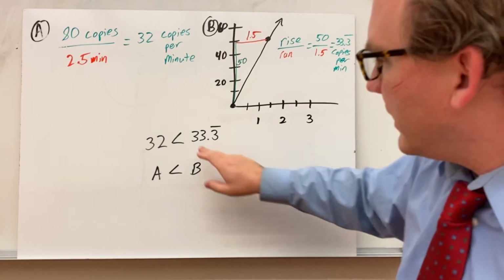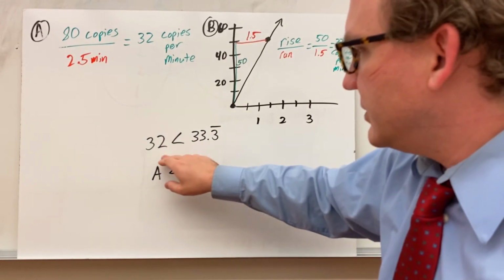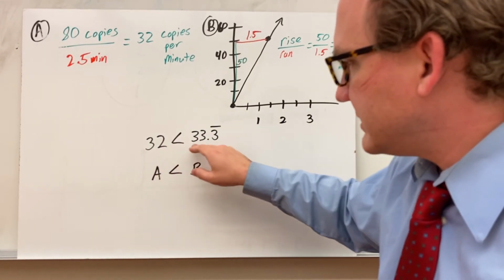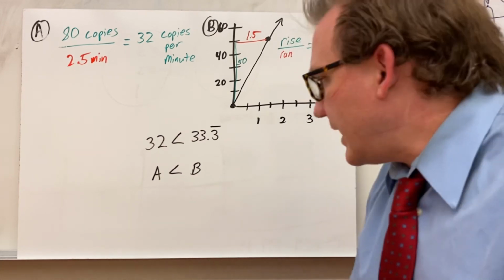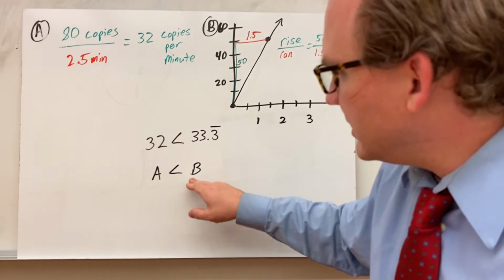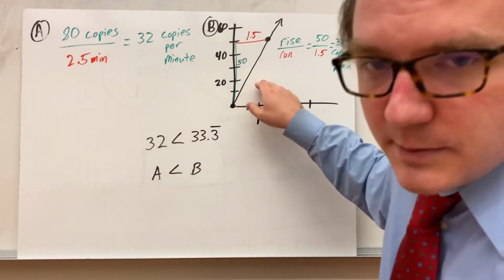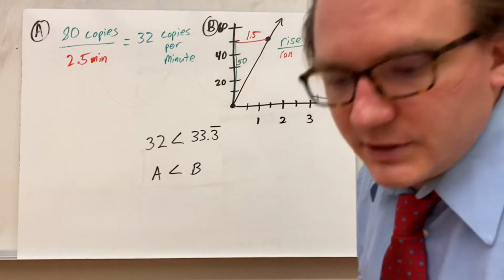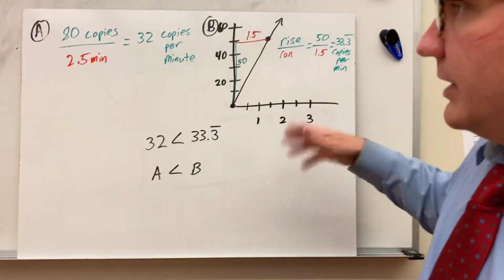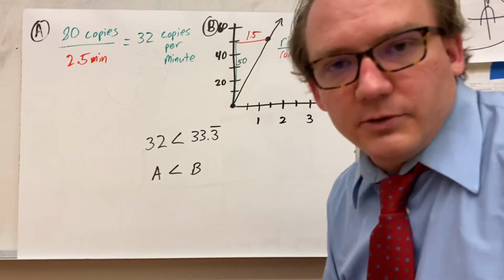I can now compare 33.3 to 32, and I know 32 is less than 33, so A is less than B, meaning that copier B makes copies faster than copier A. And again, that's just calculating and comparing slopes.